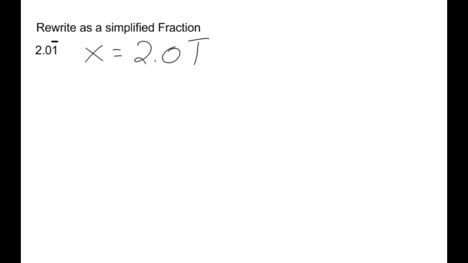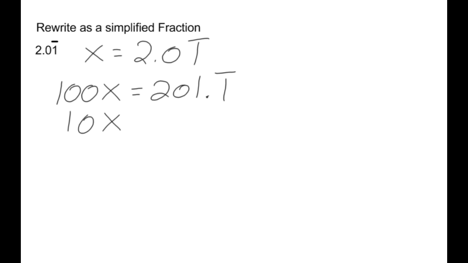To get the decimal point to the end of the number, I have to multiply by 100. So that'll be 100x is equal to 201.1 repeating. Now I have to subtract a 0.1 repeating. To do that, I have to take the original one and multiply by 10, so I get 10x. And when I multiply the 2.01 times 10, that is going to be 20.1 repeating. Now the 0.1 repeatings cancel out. They'll go away. 100x minus 10x is 90x.